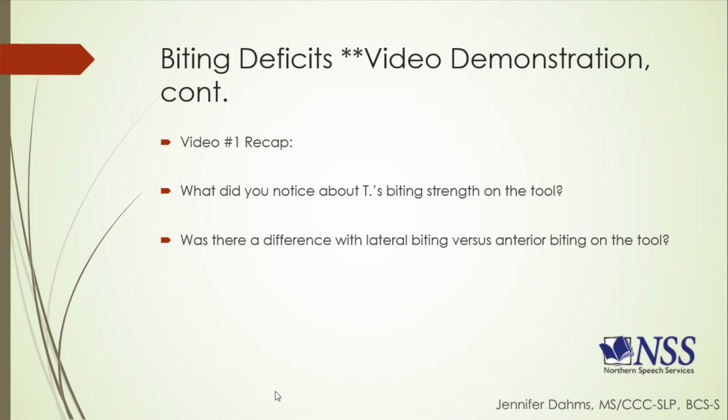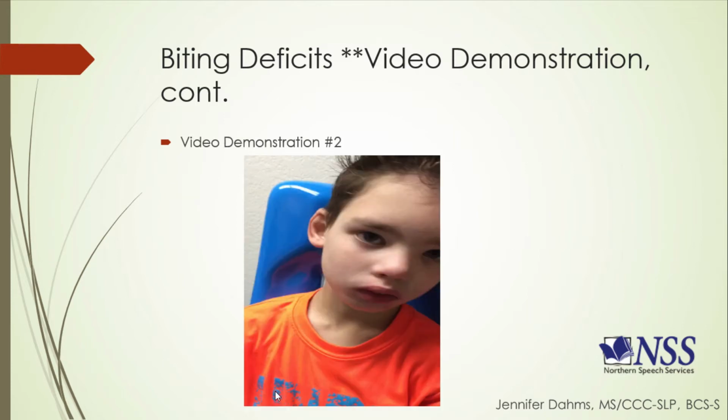And I added that little bit of a wiggle into the frontal bite to give him some additional sensory input in order to bring his teeth together to actually grab onto the tool, which is going to lead us here into our next video segment with him. So when I added that wiggle to the tool, it made me think, aha, I can give him extra sensory stimulation and he might actually have a better response. So I'm going to try a different kind of activity with him, and we'll see what he does with his anterior biting this time.